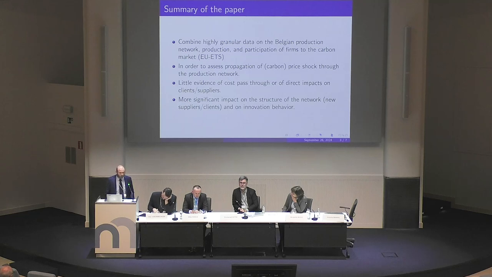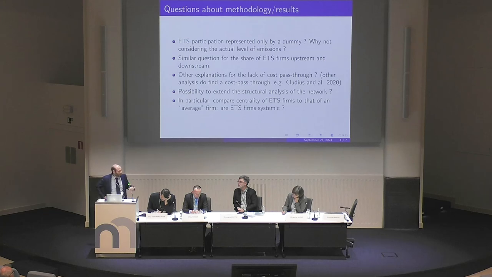through this production network. A surprising result is that you don't really find pass-through. The most intuitive effect is not really there in the data. There could be a price effect or a cost effect, and it seems that you see more things happening in the structure of the network. So I'll try to dig a bit deeper into those questions with you, to see if we can get a better understanding of where this is coming from and where this is leading. There are maybe a few technicalities related to that.